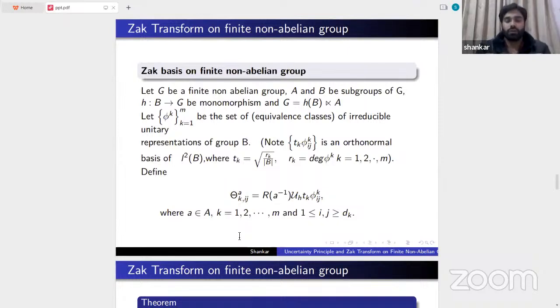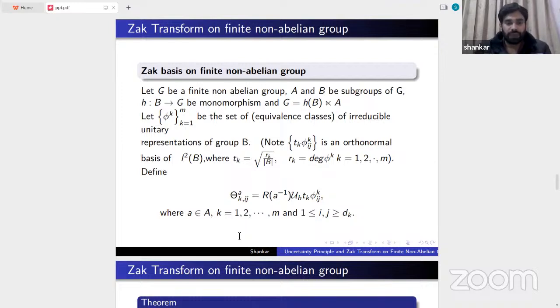Now using these definitions we define the Jack basis and Jack transform. So let G be a finite non-abelian group, and A and B be subgroups of G. If we have a monomorphism H from subgroup B to G, then G can be written as the semi-direct product of H(B) and A.